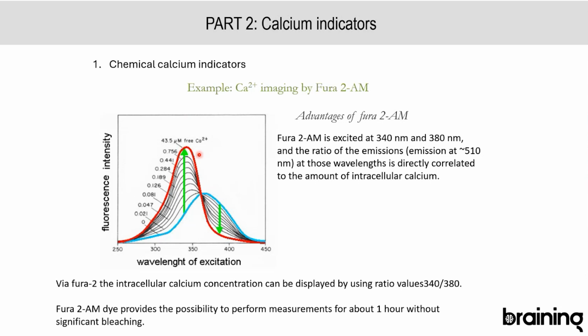And as I said before, what happens with this dye? The dye is stimulated at 340 when we have an increase in the calcium in the cytoplasm, and is stimulated at 380 when we have a decrease in this calcium concentration.